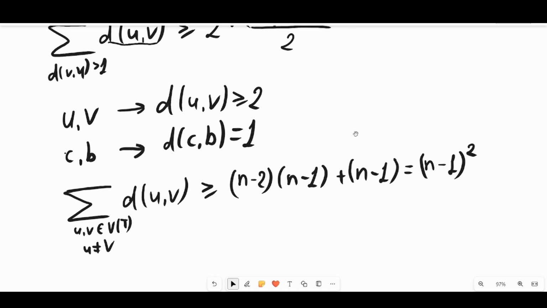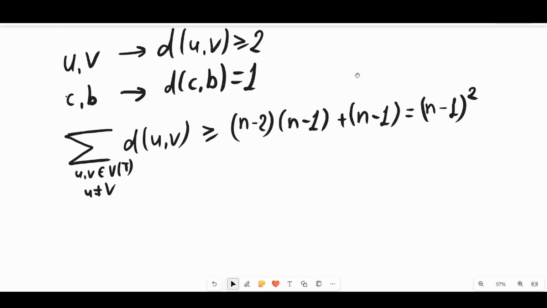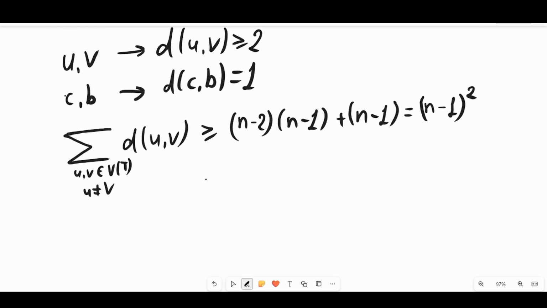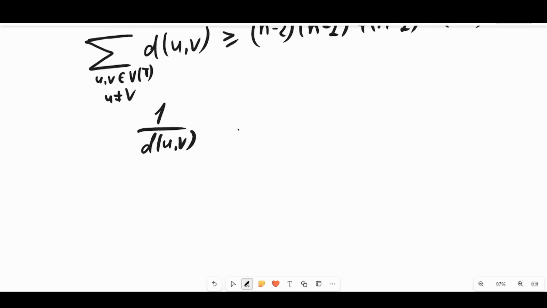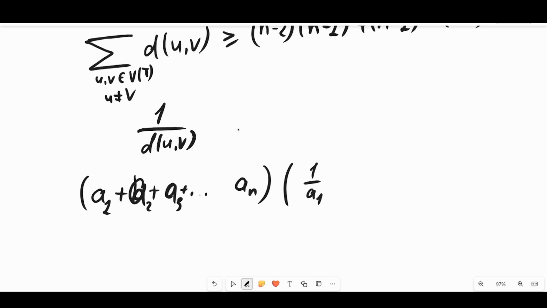And what can be said about the other factor? In this case, we need to compute what we can say about the sum of 1 over d(u,v). We use the following: if we are given some number of integers a1, a2, a3, and so on up to an, then we can write a1, a2, a3 and 1 over a1, 1 over a2, 1 over a3, and so on.